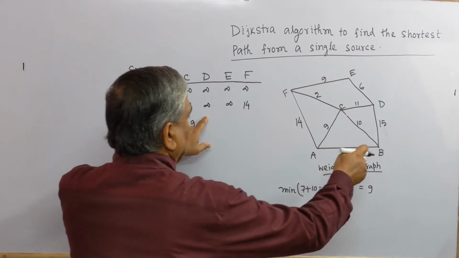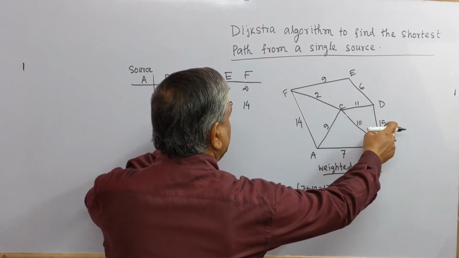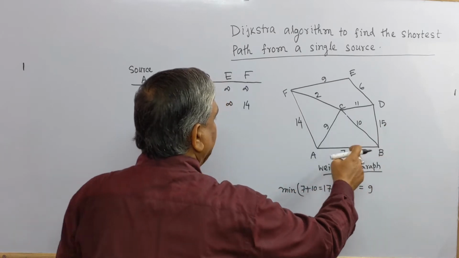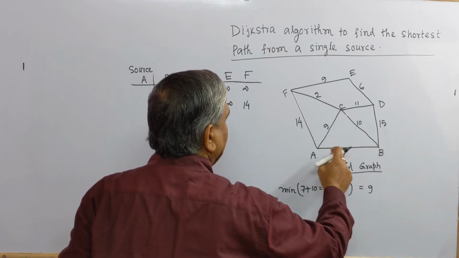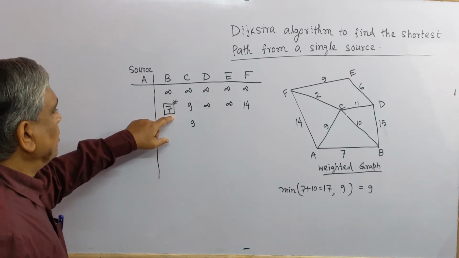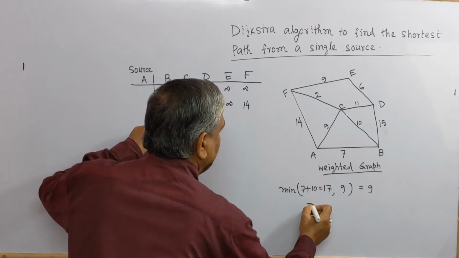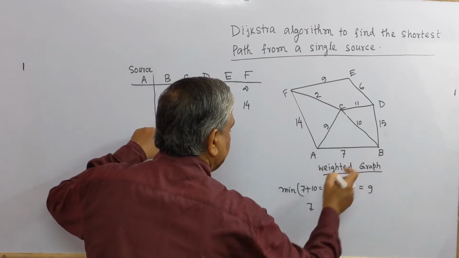Now the distance from B to D is 15. Already distance from A to B is 7 here. So we add 7 plus 15.